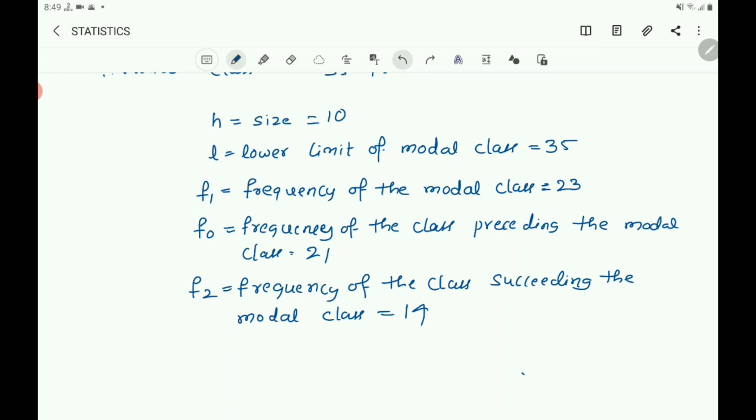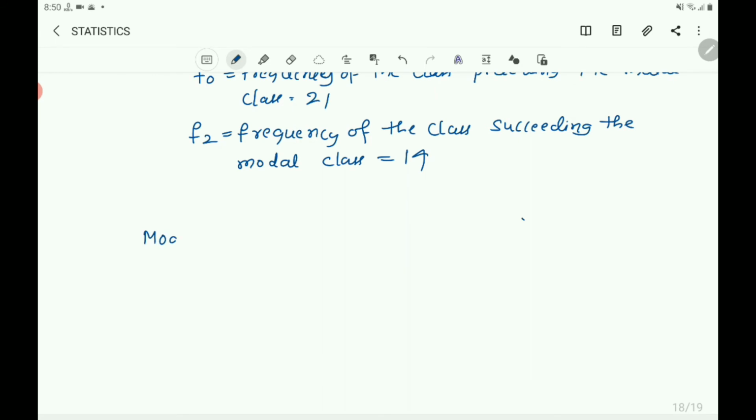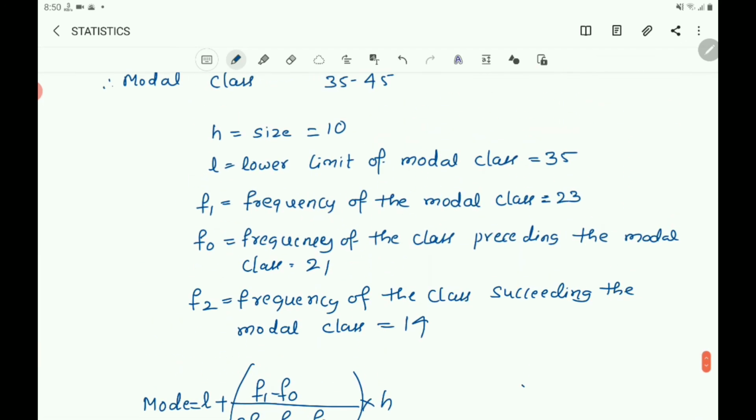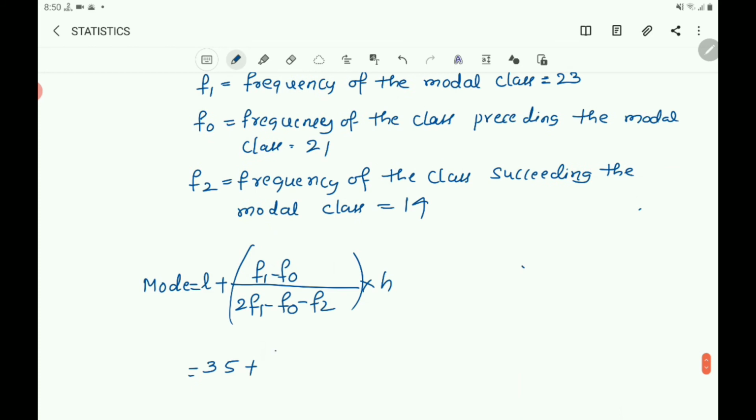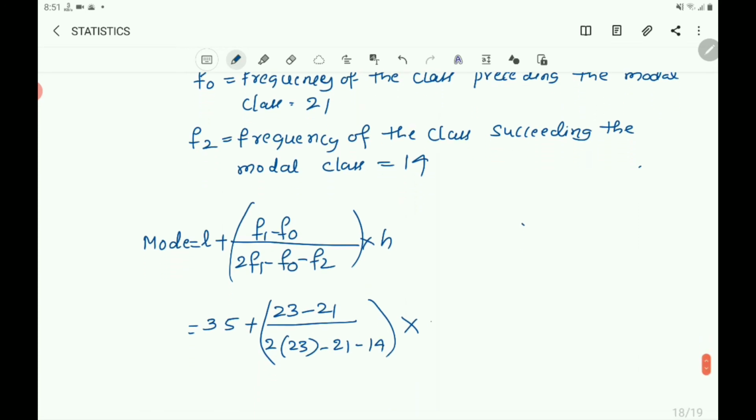Now you write the formula for the mode. What is the formula for the mode? Mode equals L plus (F1 minus F0) by (2F1 minus F0 minus F2) into H. Then you write that equals L, the lower limit of the modal class, that is 35, plus here F1 is 23 and F0 is 21 by 2 into F1 is 23 minus F0 is 21 minus F2 is 14, into H is 10, that is the size of the class.